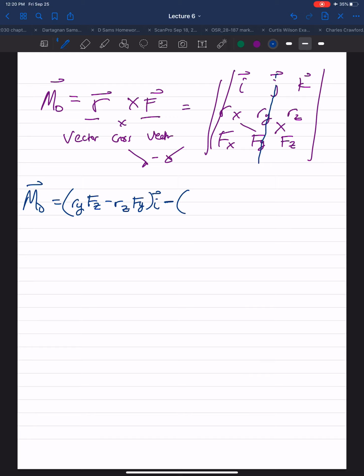So now we're ignoring the top row and the second column, the column with the J. We're ignoring this column now. So that'd be RX FZ, sort of like a cross multiplication, minus RZ FX, J, plus, now we're ignoring the top row and the last column. So it'll be RX FY minus RY FX. Okay.